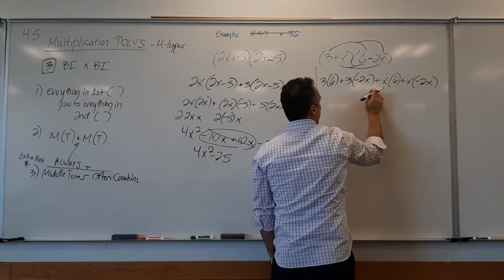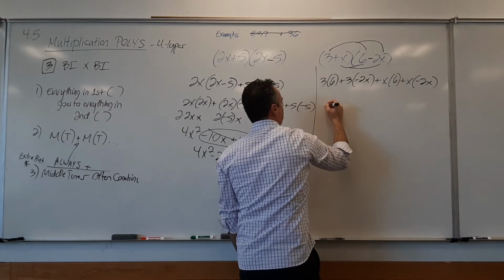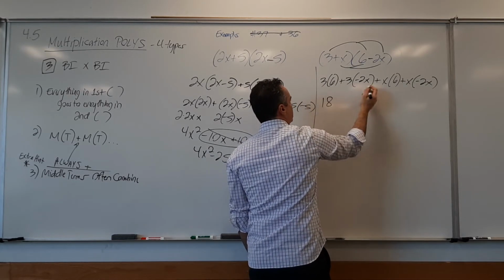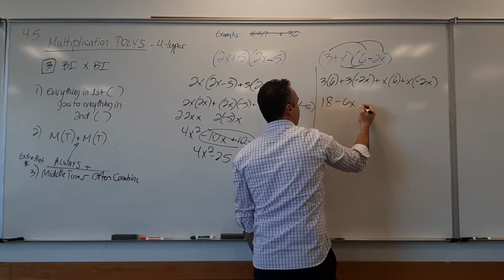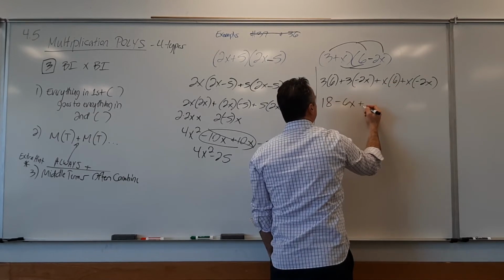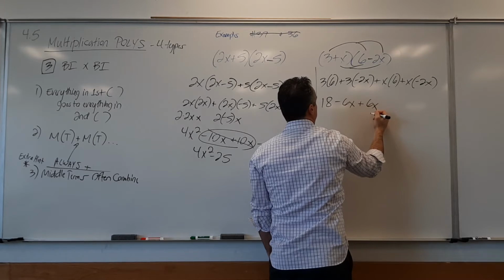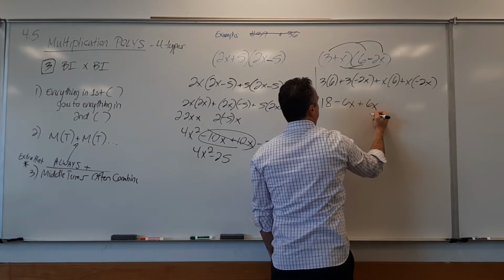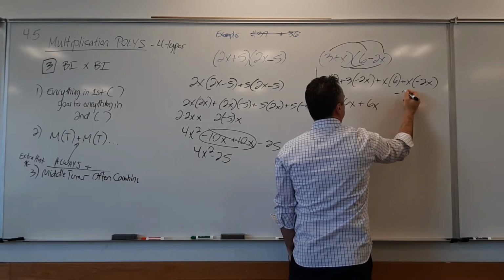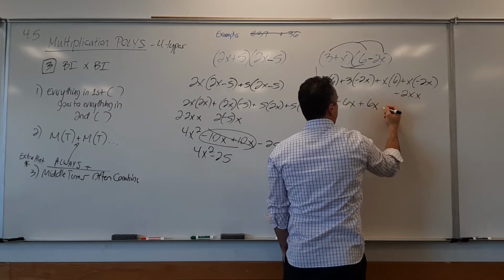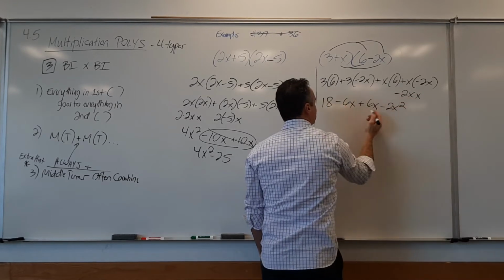I have 1, 2, 3, 4 mono times monos. 3 times 6 is 18. 3 times negative 2x is negative 6x. X times 6, I do like to write 6x in that, okay? And then in this last one, I'm going to end up with negative 2 and x, and I get negative 2x squared. Look at this, really interesting.